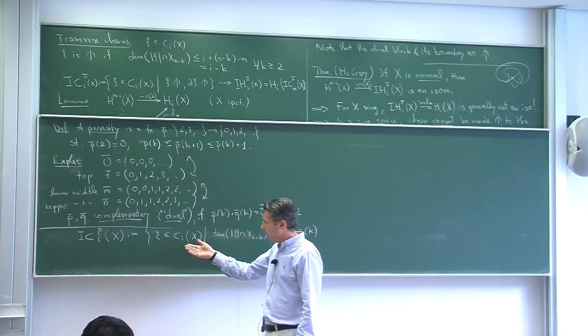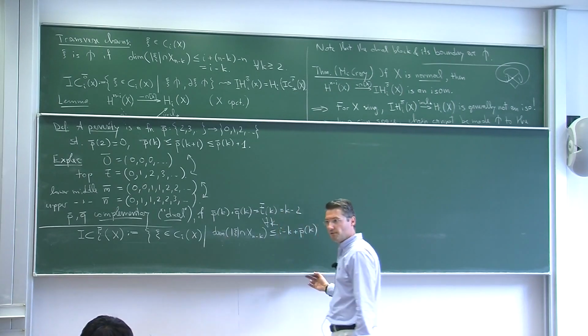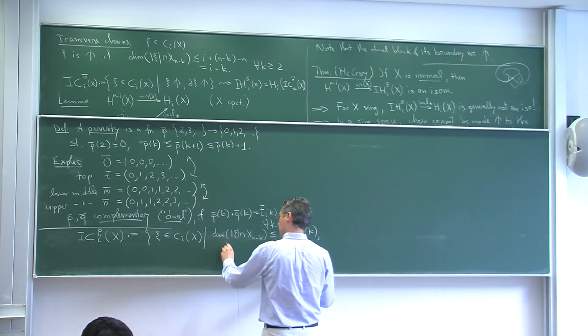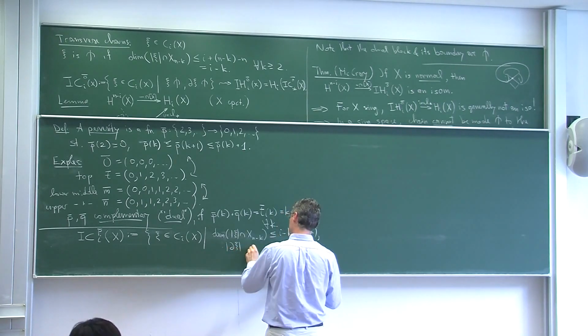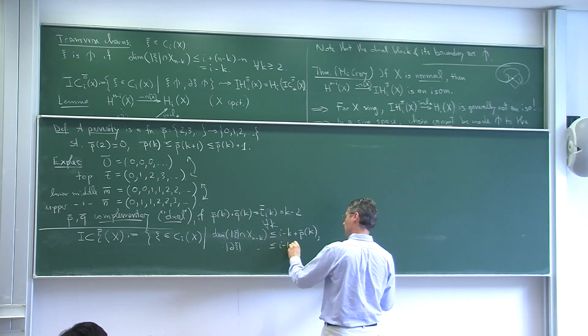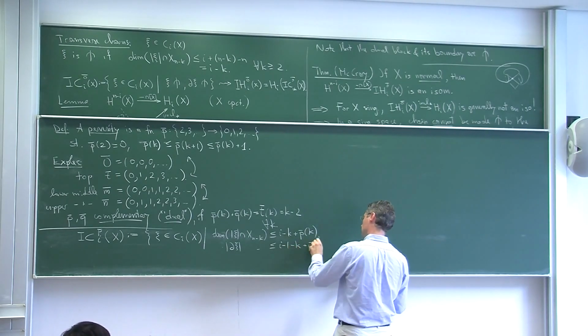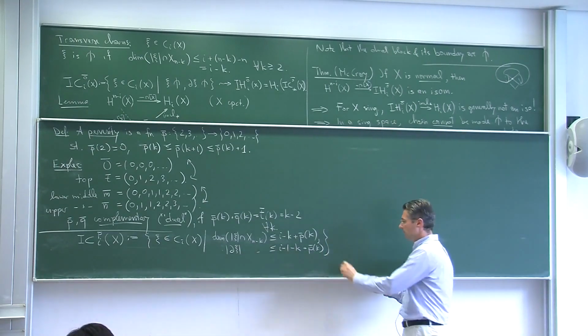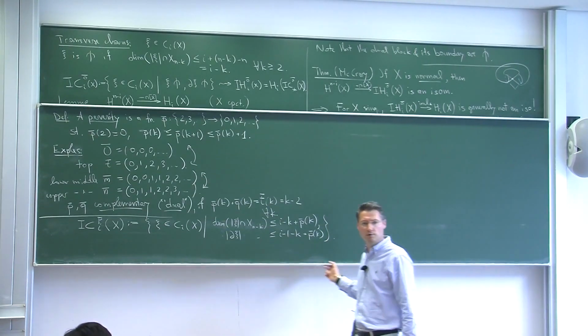Now, in order for this to be a chain complex, I need to specify a similar condition on the boundary. So we do that. We require this also for the boundary. And I say this should be less than or equal to i minus 1 minus k plus p_k. So then this is a chain complex, and the intersection homology is the homology of that chain complex.